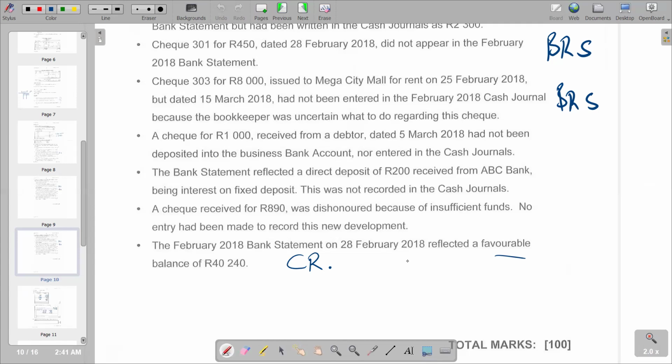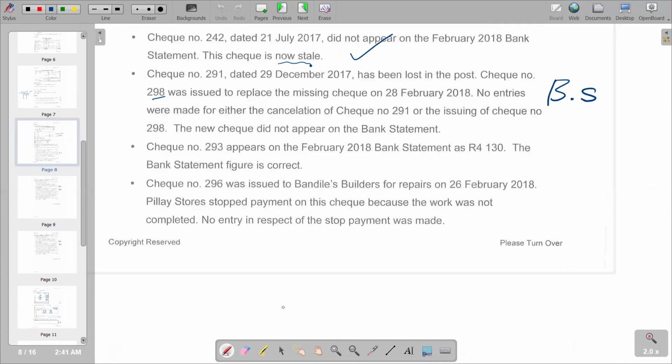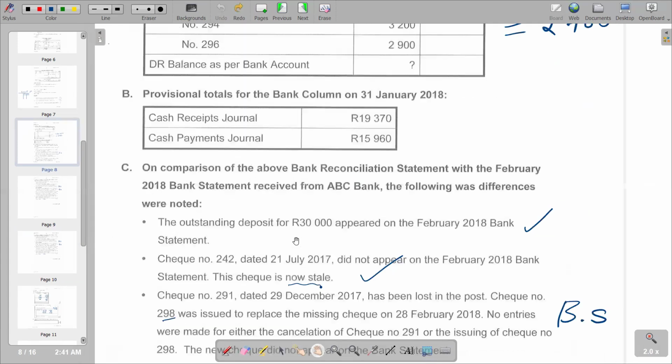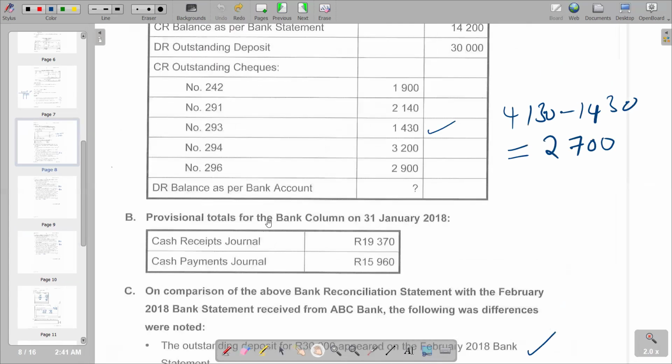So we go to the last part, the February 2018 bank statement. From there, we go back again to cross-check the outstanding checks that we have in the previous month's bank reconciliation statement, whether they were all addressed. Remember, we addressed the 1,900, we addressed the 2,140, and this one, check 294 for 3,200.